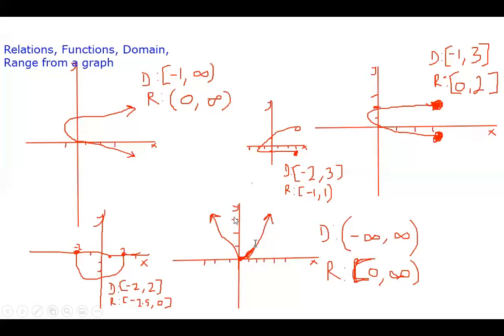Now, coming to this one here, this domain here, there is no minimum x value, if you look at it very well. So it goes from a negative infinity to a positive infinity. No matter what you plot, it keeps going on and on. For the range, you have from a 0, and because of the arrow, of course, it goes to infinity. And that's why you have the domain and the range there.